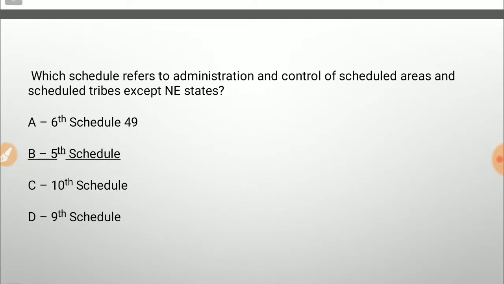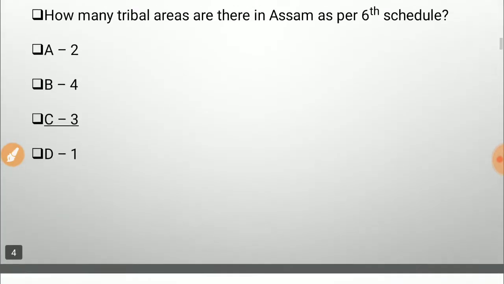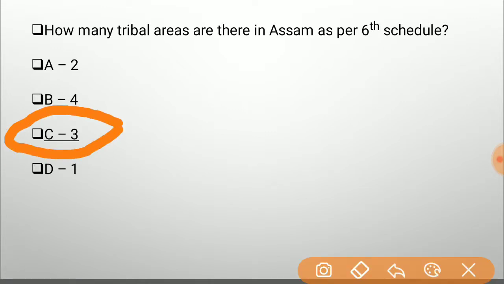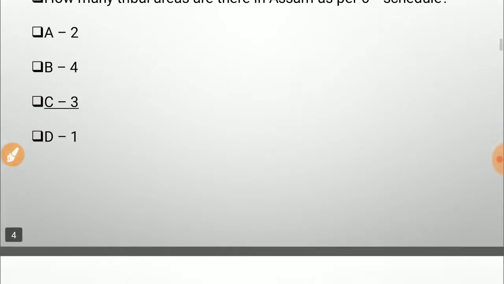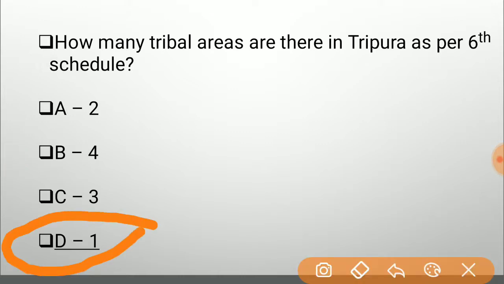Which schedule refers to administration and control of scheduled areas and scheduled tribes except the northeastern states? So that is fifth schedule, as already discussed. Moving on. How many tribal areas are there in Assam as per the sixth schedule? So there are 3 tribal areas in Assam as per the sixth schedule. How many tribal areas are there in Tripura as per the sixth schedule? So the answer is 1.